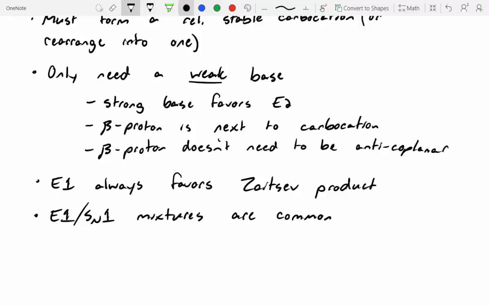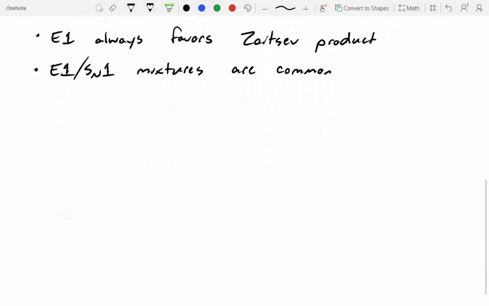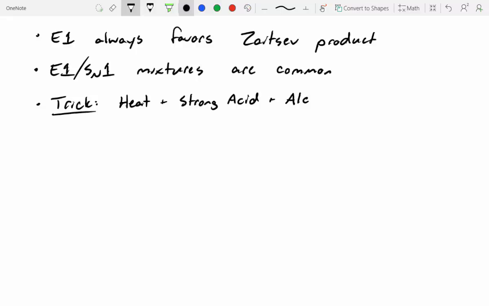The other last thing is if we do want to favor E1, there's a trick. And that was a trick we did in lab. We did an E1 reaction in lab, and we used what in order to favor it? Heat and acid, right? So if you've got heat, acid, and an alcohol, that usually will favor an E1 reaction. So we'll do heat plus strong acid plus alcohol equals an E1.